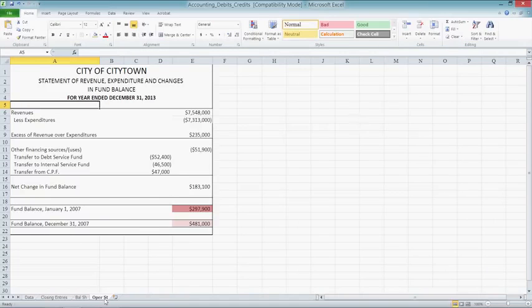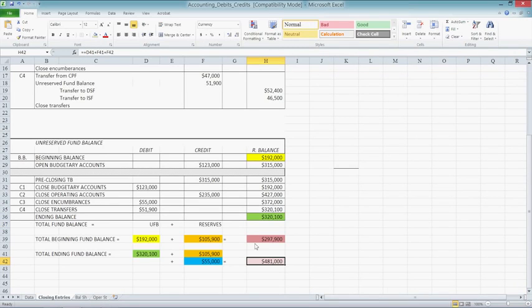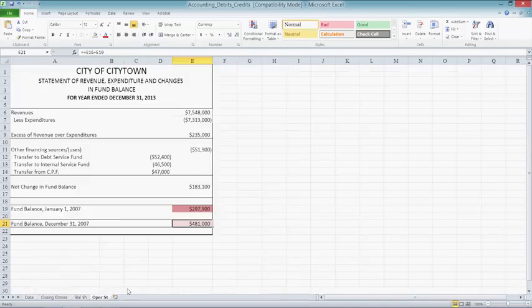This last sheet here is the operating fund balance, 297,481. Let's go back to the second one. Right here, we check and confirm those numbers match. Total beginning fund balance 297, total ending fund balance 481. We go to the last sheet.